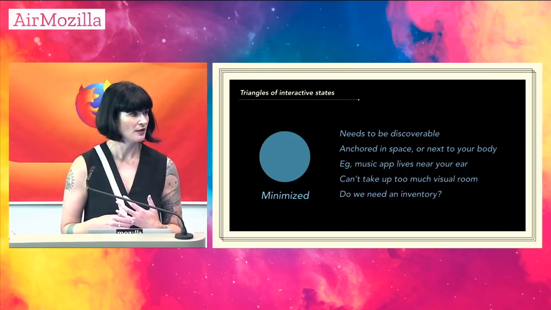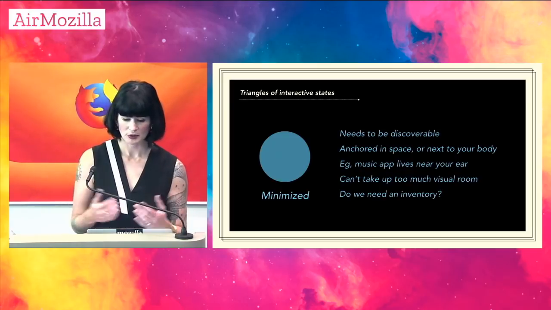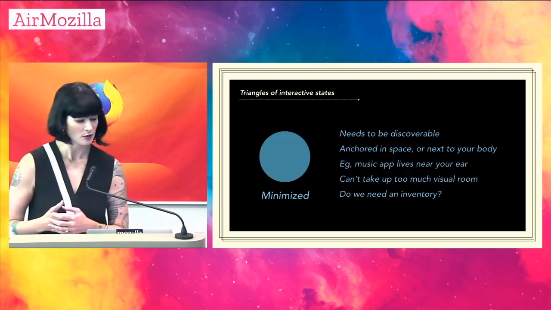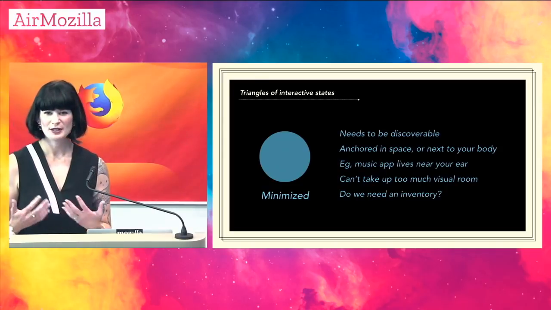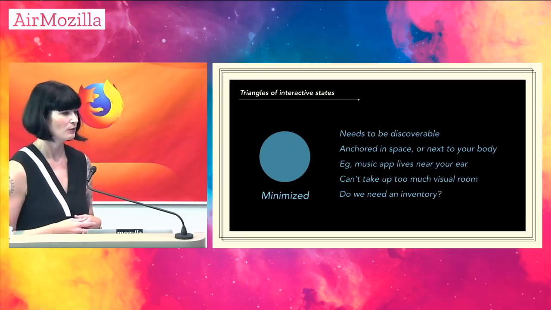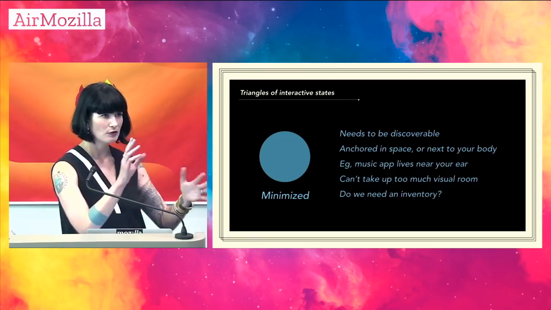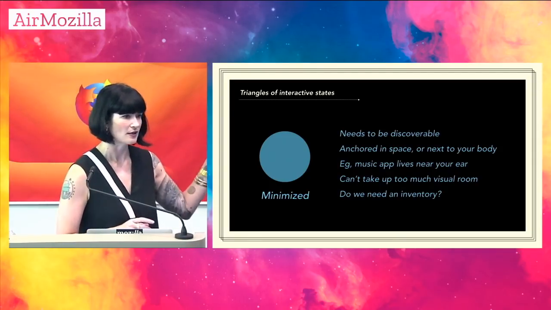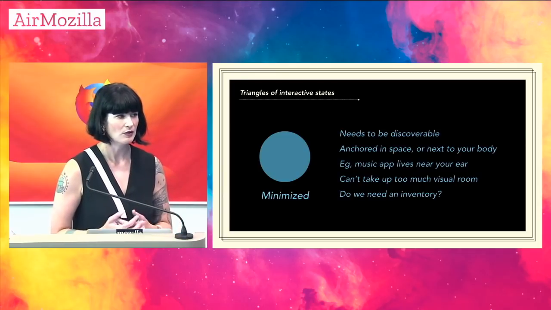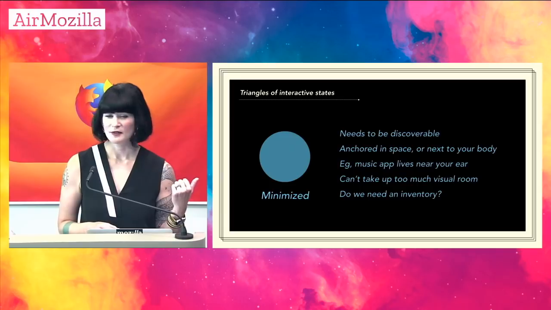If an app is minimized, you put it in a specific location; you can anchor it anywhere. We'll talk about location anchoring in a little bit. And it can't take up a lot of visual room, but we do need to be able to discover it. And this is a tricky issue, too. We've done some prototypes and work around how you could discover something in sort of a pleasant hue, color at the corner of your eye kind of way. But there are a lot of different ways that you could discover things that are around you, but not something you're interacting with. This also begs the question, do we need an inventory, right?